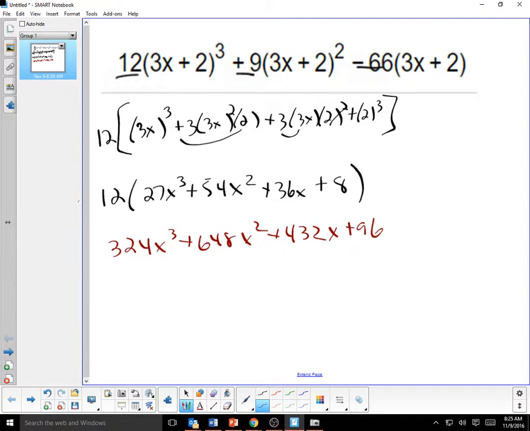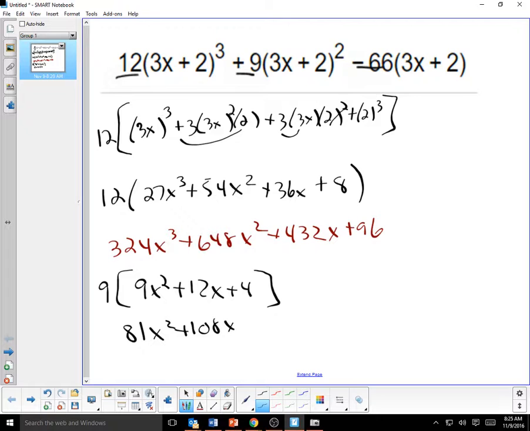The next one, it's going to be 9 times... 9x squared, 3 times 2 is 6. That's 12x plus 4. So let's do it again. 9 times 9 is 81, right? Yeah. 81x squared. 9 times 12 is 108, so 108x. And then 9 times 4 is 36.